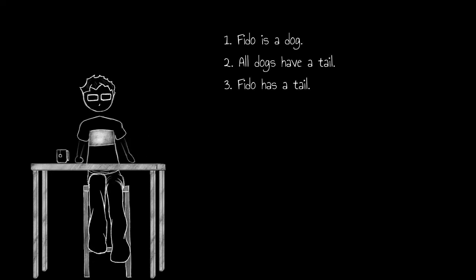Fido is a dog. All dogs have a tail. Therefore, Fido has a tail. Simple, right? But there are two ways we can mess up. The first is if we have a false or invalid premise.